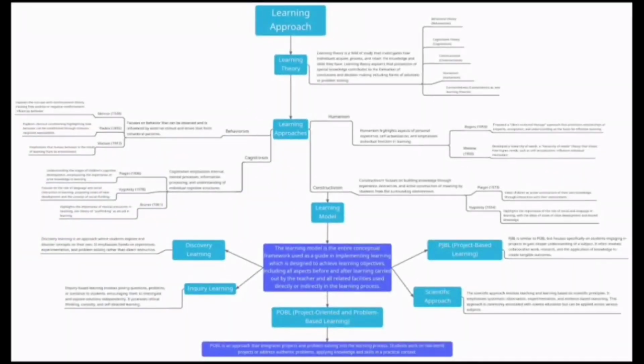These are: the learning approach comes from learning theory, divided into 4 types of learning approach and divided into 5 types of learning model. The learning approach and learning model will be used in creating the lesson plan or RPP, which will be used in Merdeka curriculum or 2013 curriculum. Those learning approach and learning model must be suitable with the learning purposes and learning objectives.